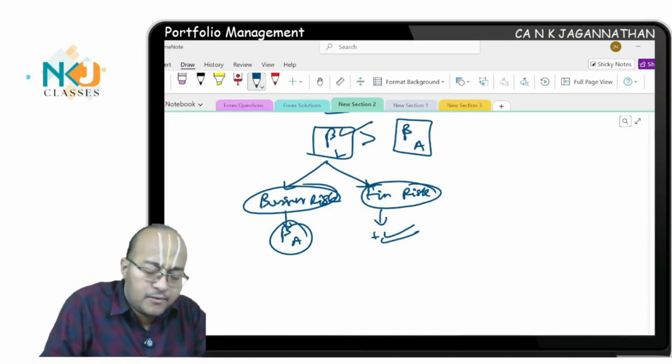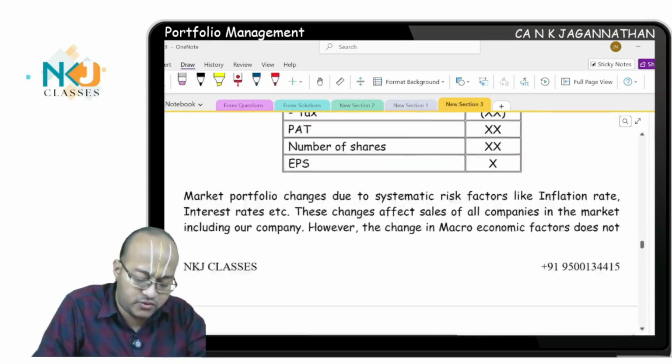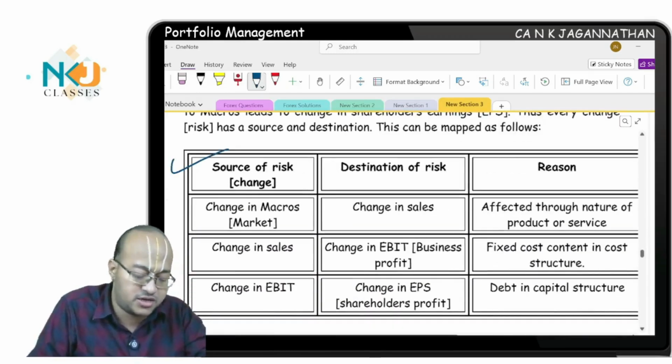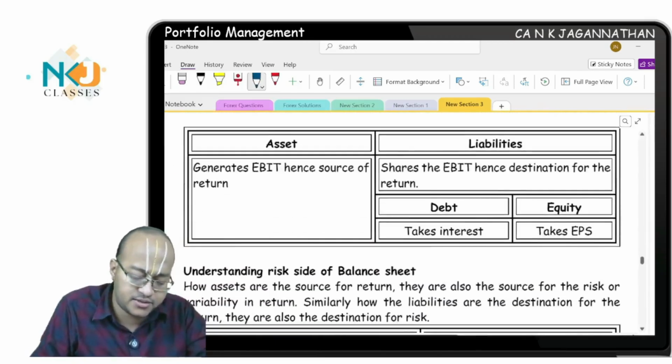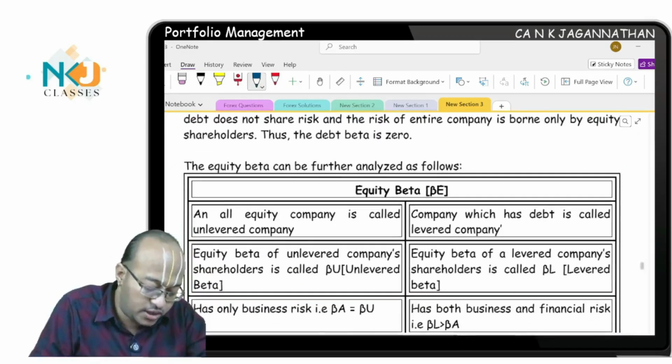Are you listening? All these things I have given in notes. Now you will understand clearly. You can go through all this, nothing different. See the source of the risk, destination, reason, and understanding the return side of the balance sheet. The same thing I have given as notes, risk of the balance sheet. This is the important discussion.